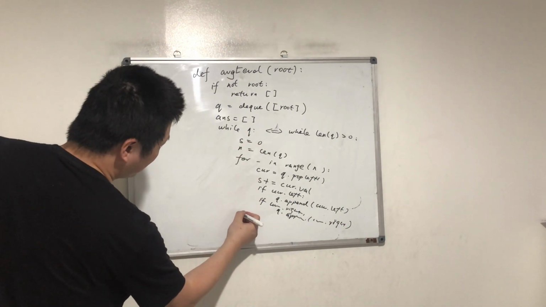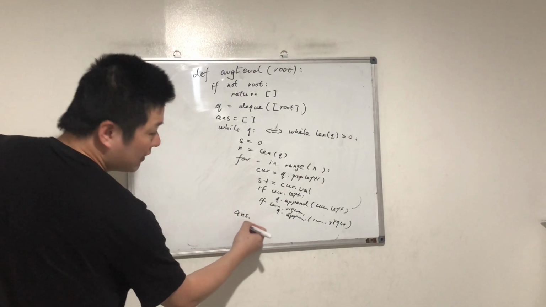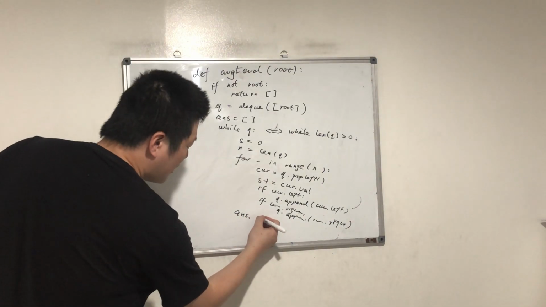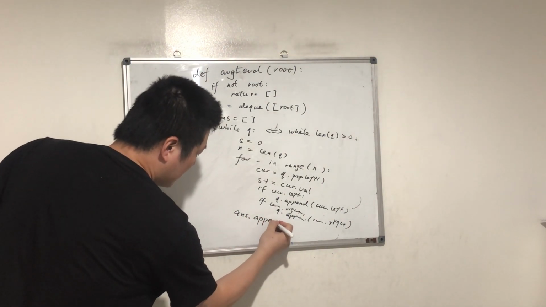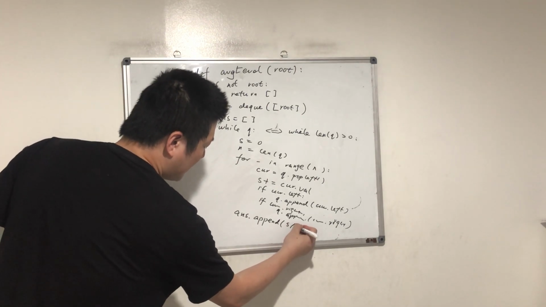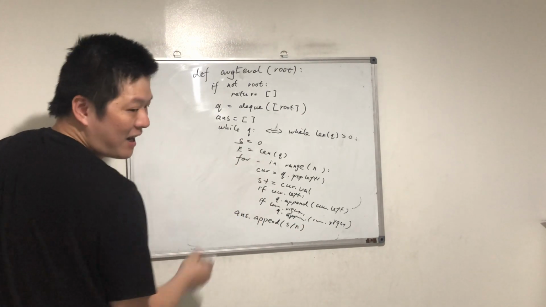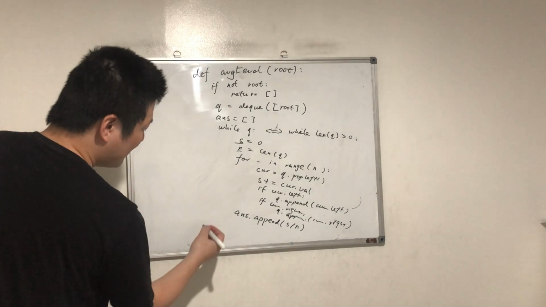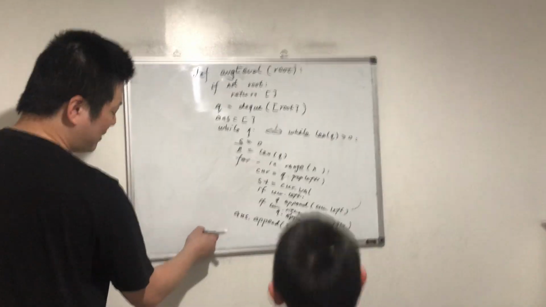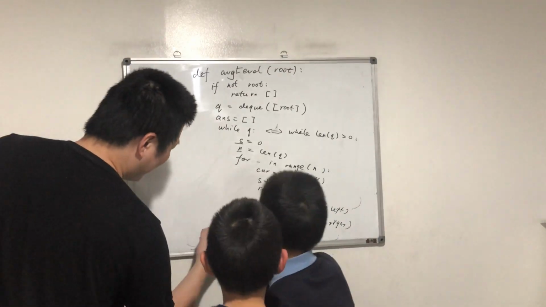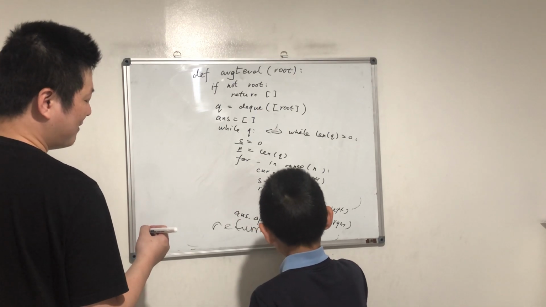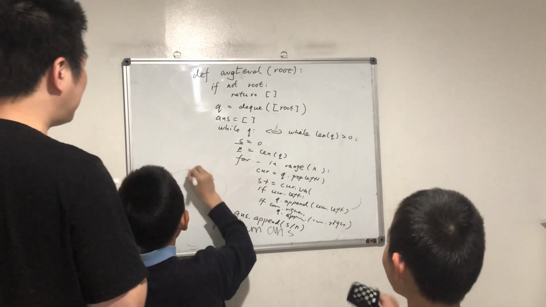And now what should I do in this? Answer dot what? Append. Append what? Append S divided by n. Yeah, S is the sum, n is the count, right? And return answer. Where should I put the return answer? Right here. Well done, yeah. Wow, you're really getting it. Return answer. Well done. What's the time complexity?